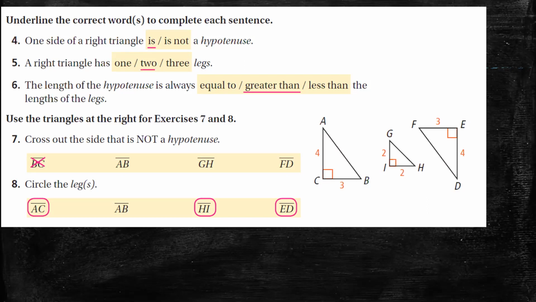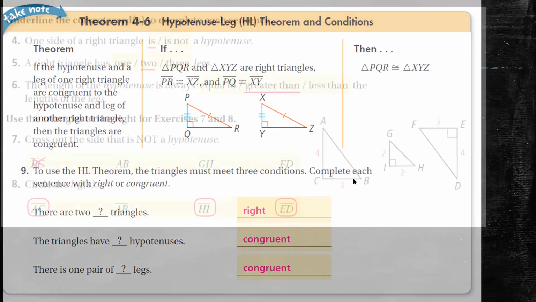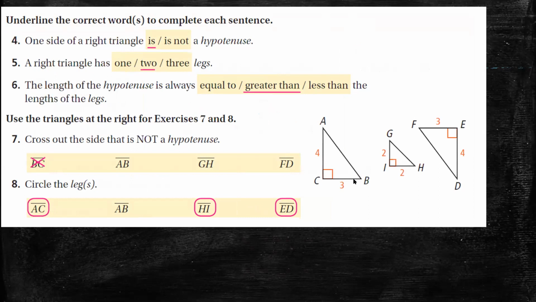Look at BC. This is BC. Is it a hypotenuse? Is it opposite to the right angle? No. Look at AB now. Is it opposite to the right angle? Yes. So I say it is a hypotenuse. Now look at GH, this side here. Is it opposite to the right angle? Yes. And FD, is it opposite to the right angle? Yes. So AB, GH, and FD are hypotenuses.